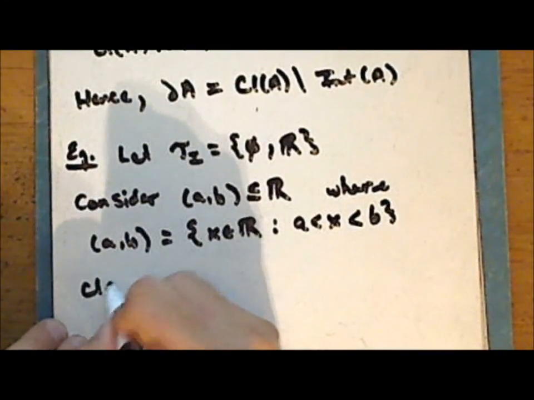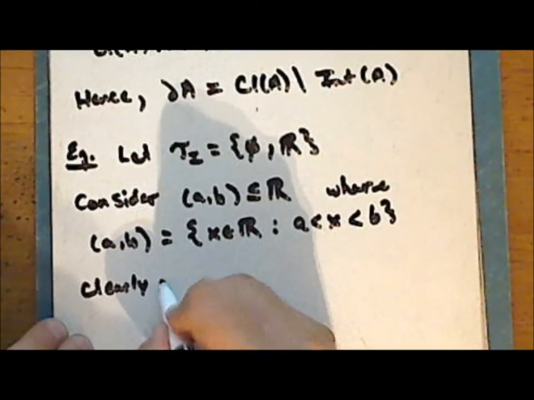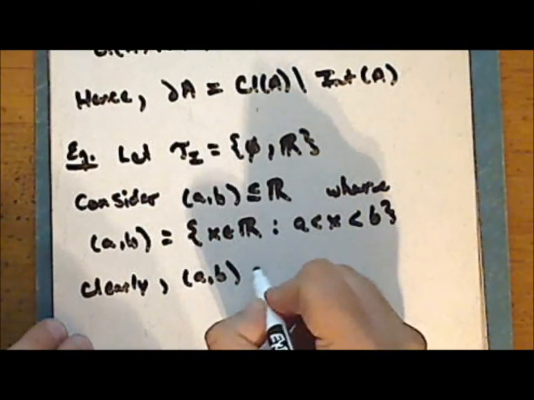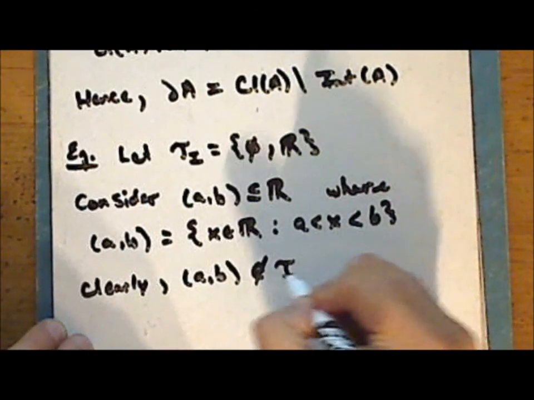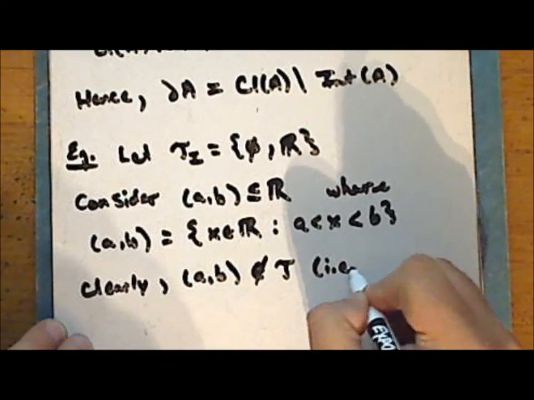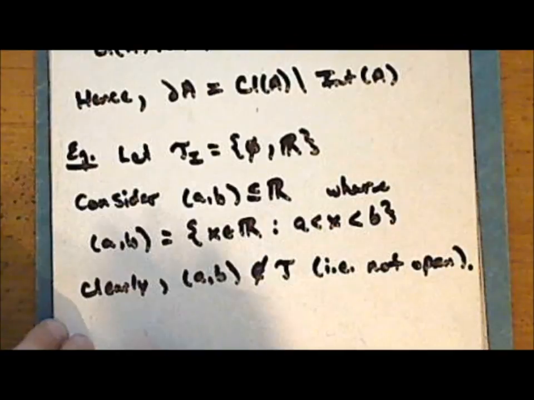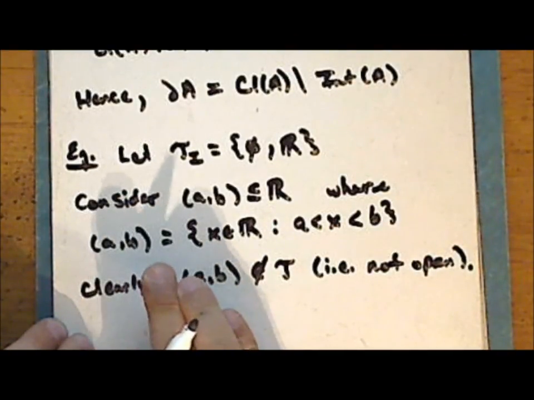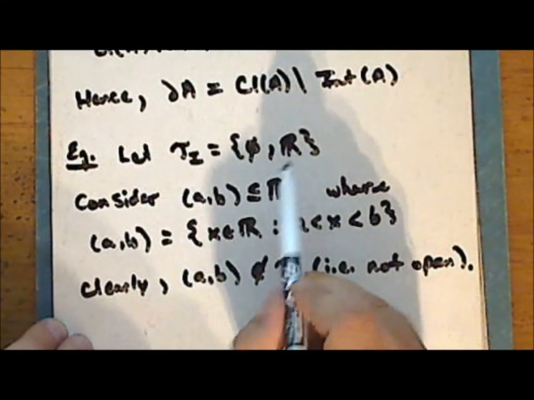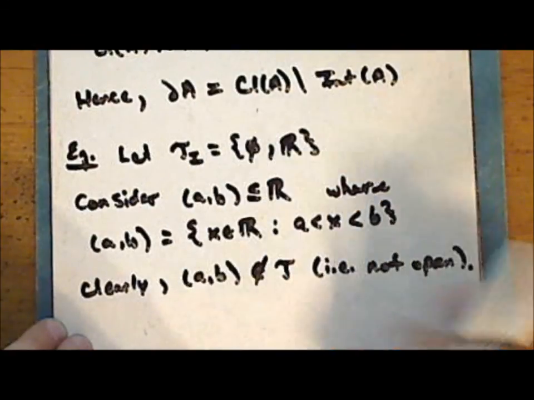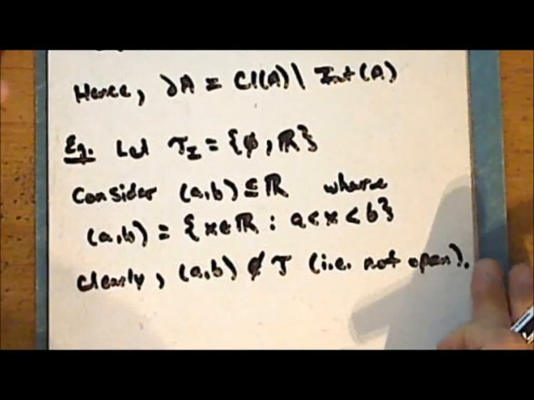Now clearly, this subset is not in the topology and is therefore not open. So we cannot refer to this as the open interval in the space on the reals consisting of this topology. Let's now look at the complement.